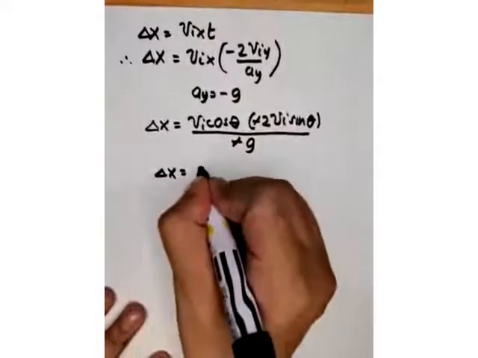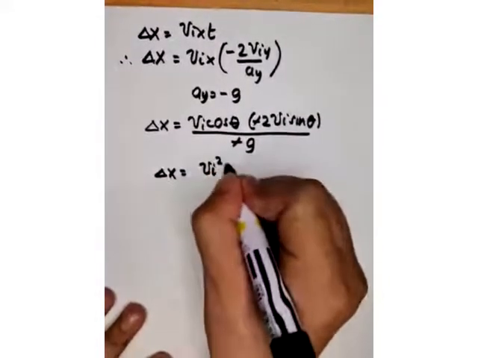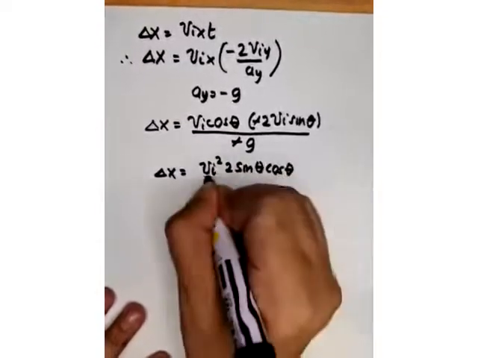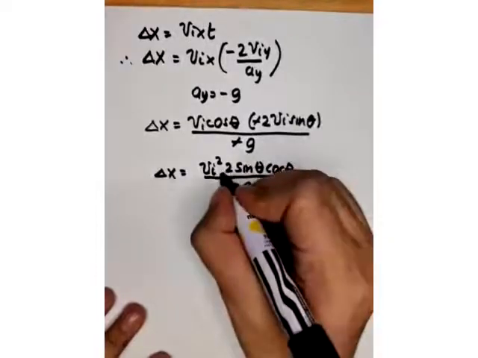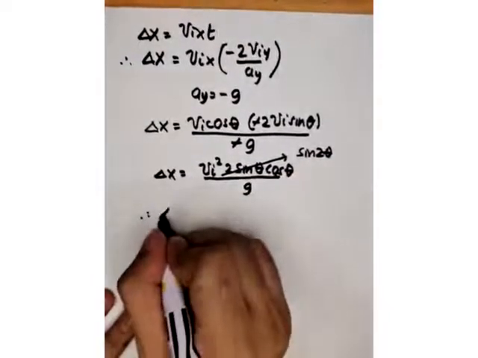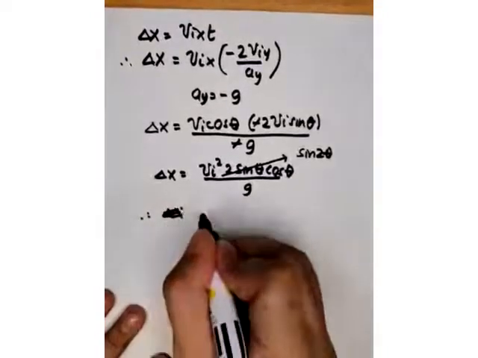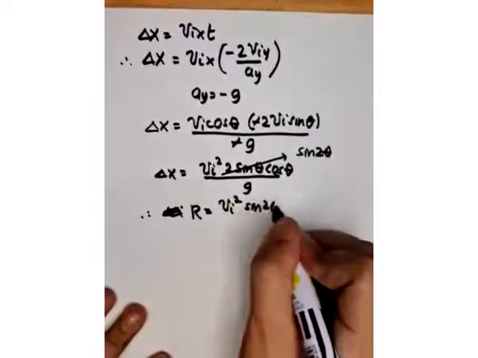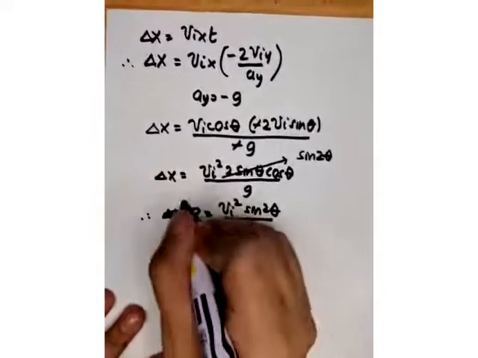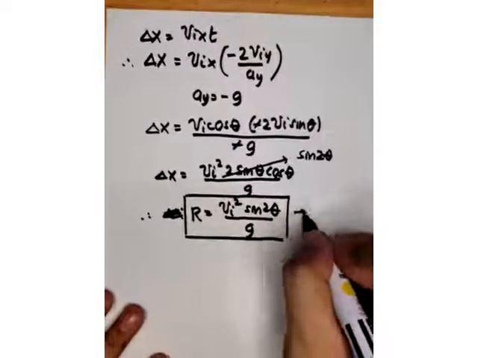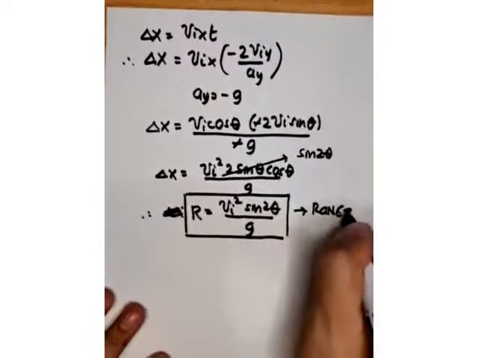So delta X is equal to VI squared 2 sine theta cosine theta over G. But this is an identity. It's a double angle of sine. So therefore, delta X or the range is equal to VI squared sine 2 theta over G. So this is our final answer or the formula for range. Ayan.